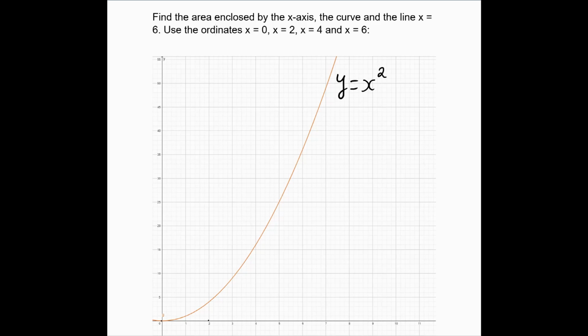So that means we need to draw straight lines going up from 0, but of course that's just going to be at 0 because it hits the graph. A straight line going up from x equals 2 until it hits the graph. Straight line going up from x equals 4 until it hits the graph. And a straight line going up from x equals 6 until it hits the graph. We then join up the lines at their endpoints, that is, the points that hit the graph. This will form a triangle, a trapezium, and another trapezium.